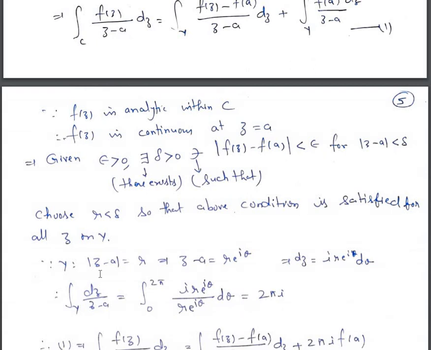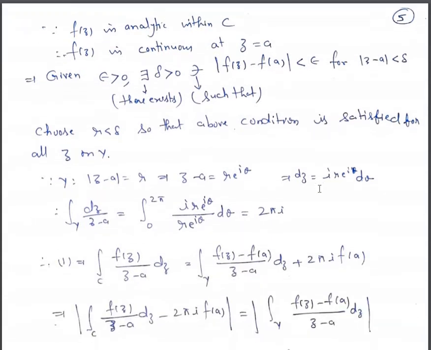Now, the equation of gamma is mod of z minus a is equal to r. So, therefore, z minus a is equal to r e to the power i theta. So, therefore, dz is i r e to the power i theta d theta. So, therefore, integral over gamma dz upon z minus a is equal to integral from limit 0 to 2 pi, in place of dz write i r e to the power i theta d theta, and in place of z minus a write r e to the power i theta. So, this comes out to be 2 pi i. So, substitute this value in equation number 1.